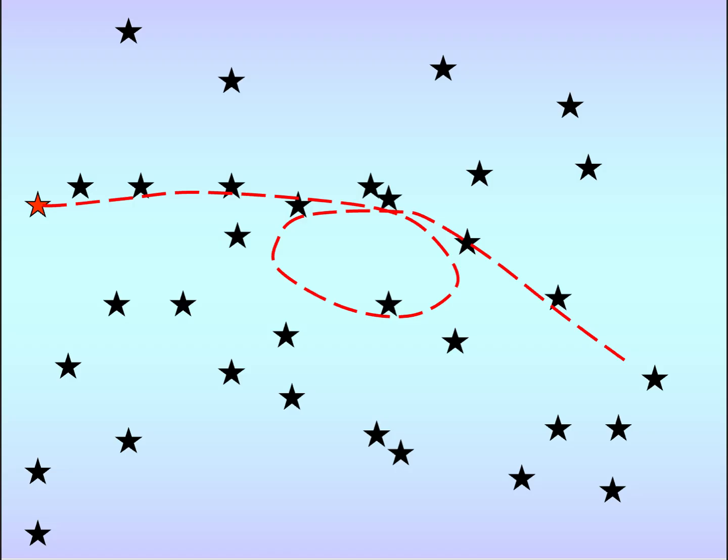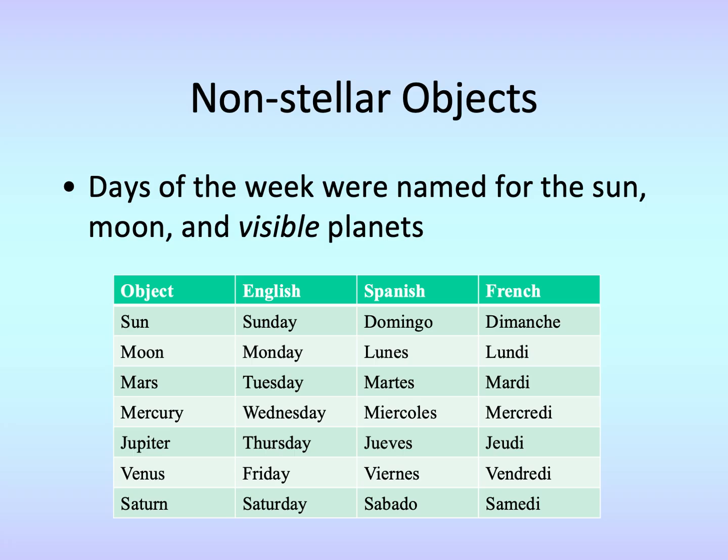And again, only planets do this. Stars do not. So if you watch the sky carefully over the course of many days, you can tell whether an object is a star or a planet based on whether it exhibits this looping pattern or not. In fact, ancient people were so interested in these moving objects, the planets plus the sun and the moon, that they named the days of the week after them. Sunday, the sun's day. Monday, the moon's day.